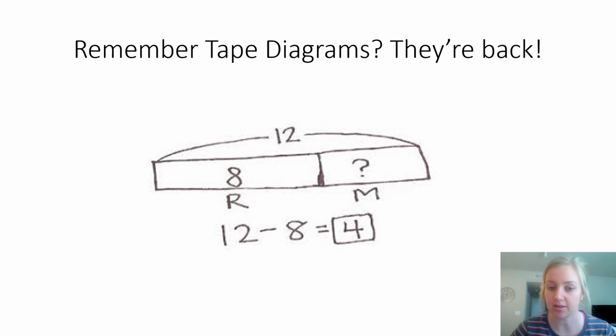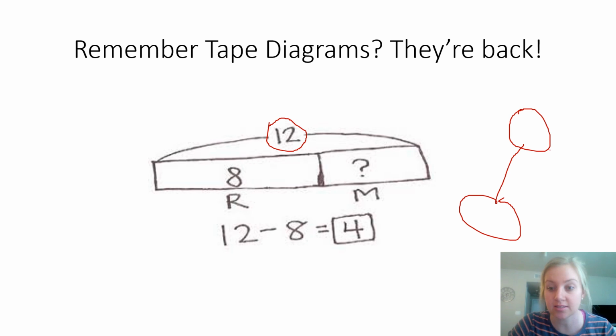What's the big number in this tape diagram? Get ready. Yes, 12. 12 is the big number. I know it's the big number because it's at the top. Just like a number bond. If I drew a number bond, the big number goes at the top.